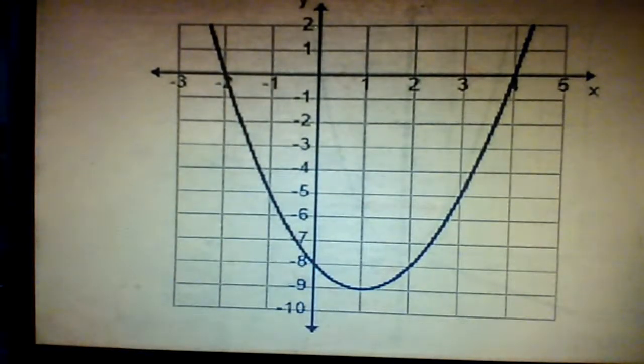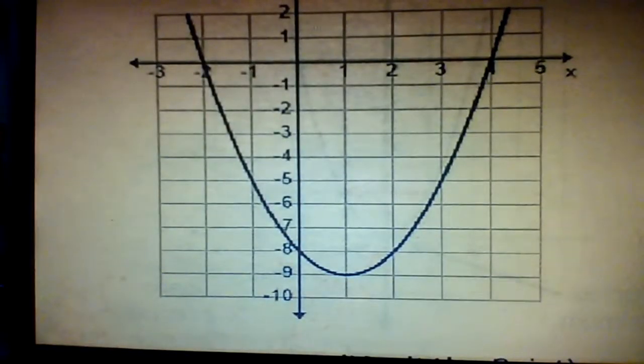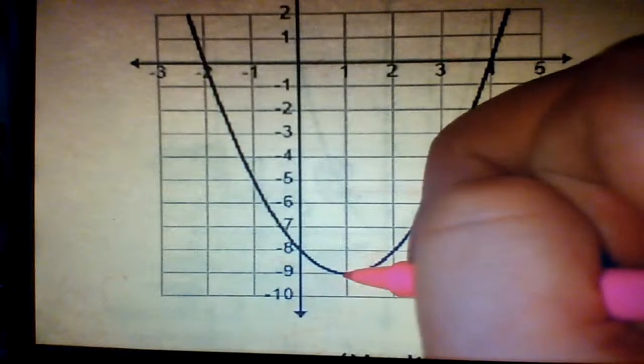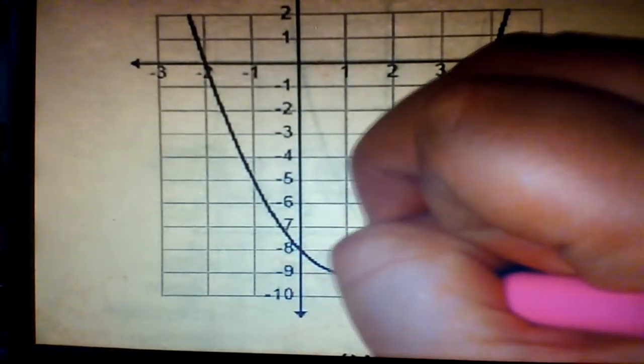Vertex. Where is my vertex? It's 1, -8. It's not -8, 1, -8 is here. 1, -9. Okay.